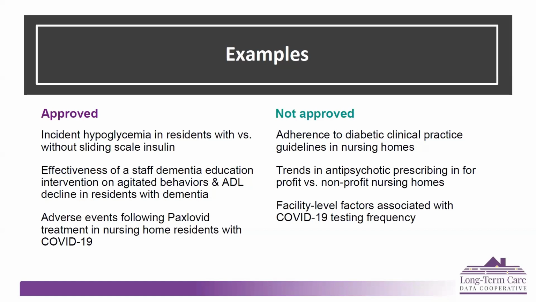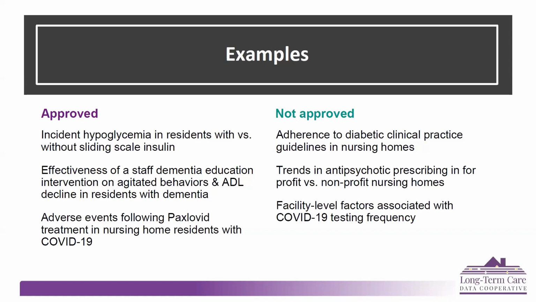Another example of an approved study is looking at the effectiveness of a staff dementia education intervention on agitated behaviors and ADL decline in residents with dementia. That would be perfectly acceptable, and would probably be done as a pragmatic trial. Something that would not be approved would be just looking at descriptive trends over time in antipsychotic prescribing for for-profit and nonprofit nursing homes, a structural facility level characteristic. That could be done in outside data sources, and it's lacking that treatment or exposure.